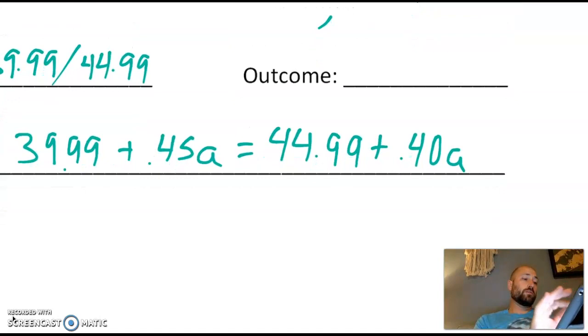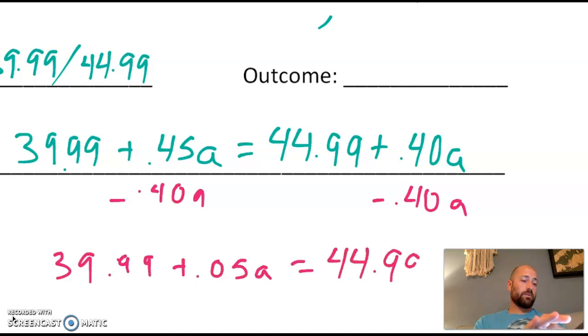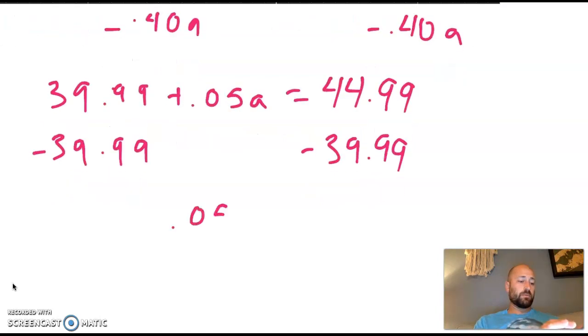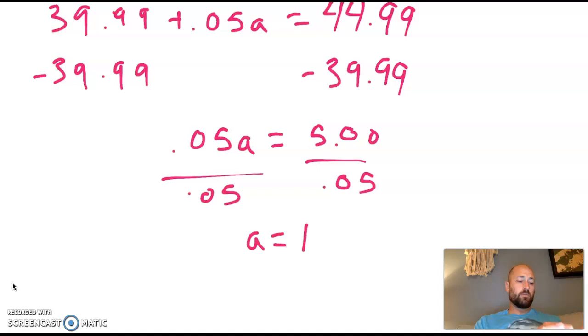All right, let's move that smaller variable. So I have 39.99 plus 0.05a is equal to 44.99. Subtract away 39.99 and get 0.05a is equal to $5. Divided by 0.05, A is equal to 100.